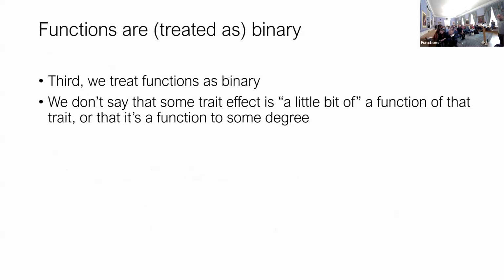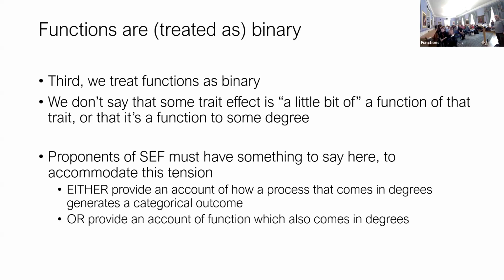Third point, we treat functions at least as being binary though. Okay? When I was talking about hemoglobin, I didn't say it's quite a lot of a function of hemoglobin to transport oxygen. I just said it is the function of hemoglobin to transport oxygen, and it is not the function to make blood red. So it's very much the case that we think of these in binary ways.